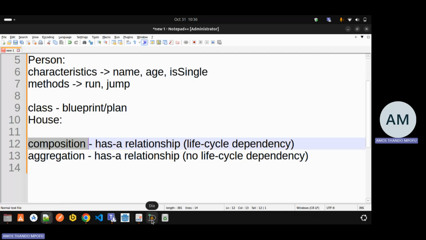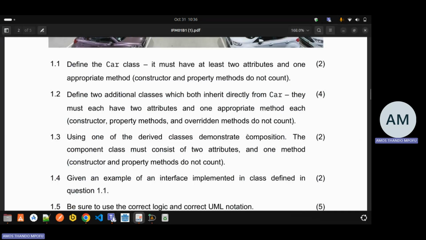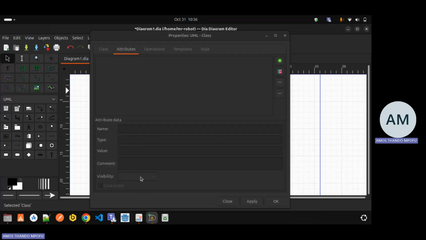Okay, they said composition. They didn't say aggregation. They said composition. But then for you guys, I'm not sure if they did talk about aggregation. Yeah, I don't think for IGCSE they dwell into those details. So it's fine. I'm gonna create a seat.